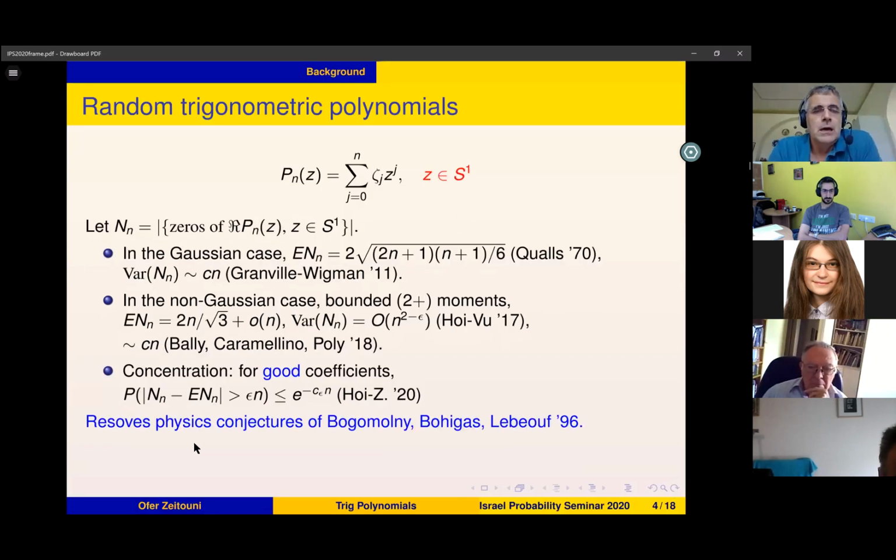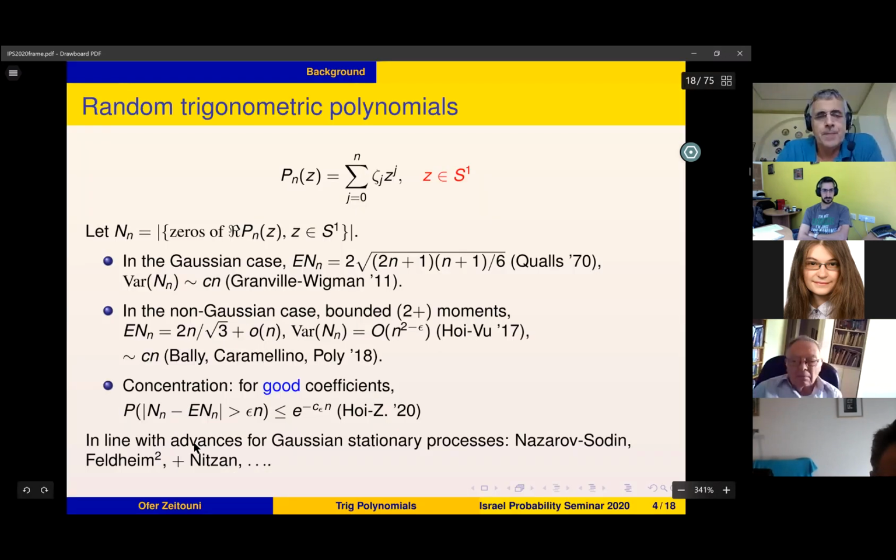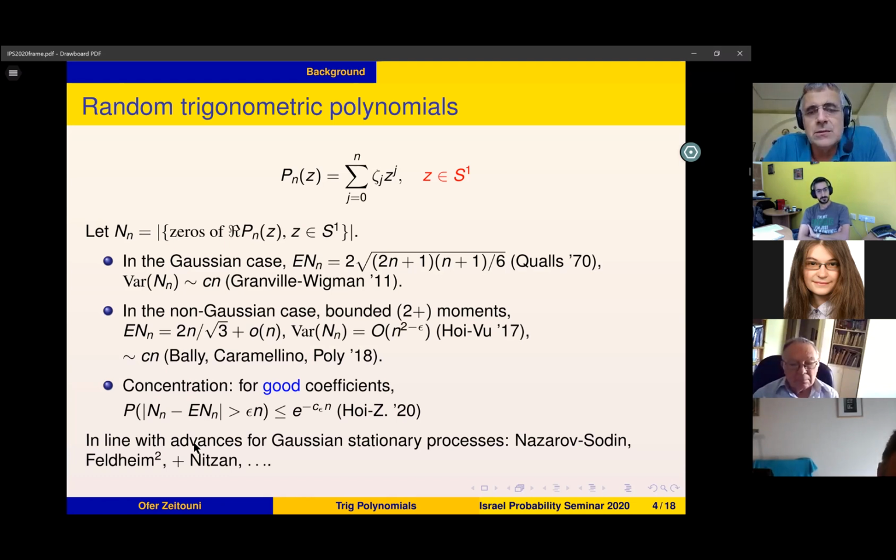But now, I should also add that all these questions have been raised in the physics literature by Bogomolny, Bohigas, and Leboeuf in the context of creating different models of point processes of interest. And also this thread connects to advances and results on Gaussian stationary processes. So there are mostly in the two-dimensional case, results of Nazarov and Sodin, and then more recent results of Feldheim and Nitzan, and others, which I'm not going to review.